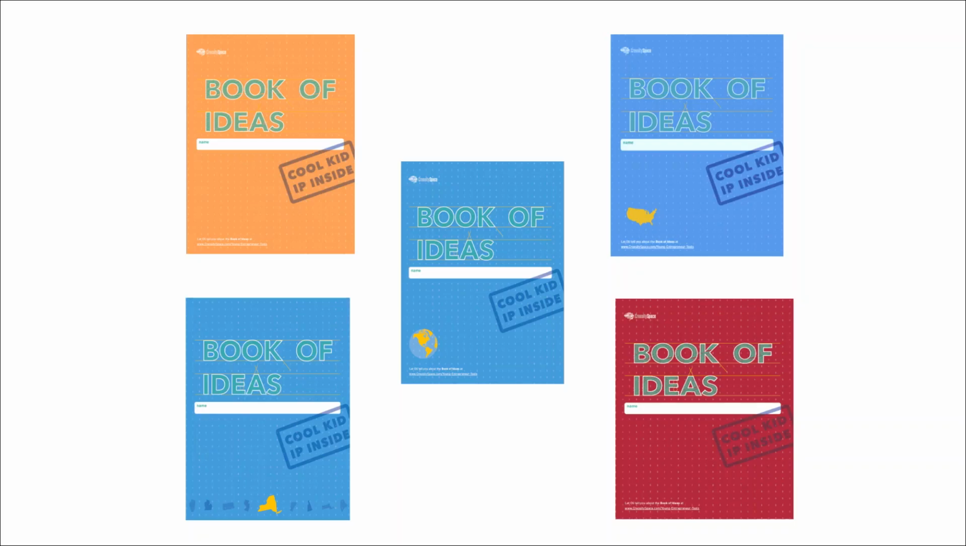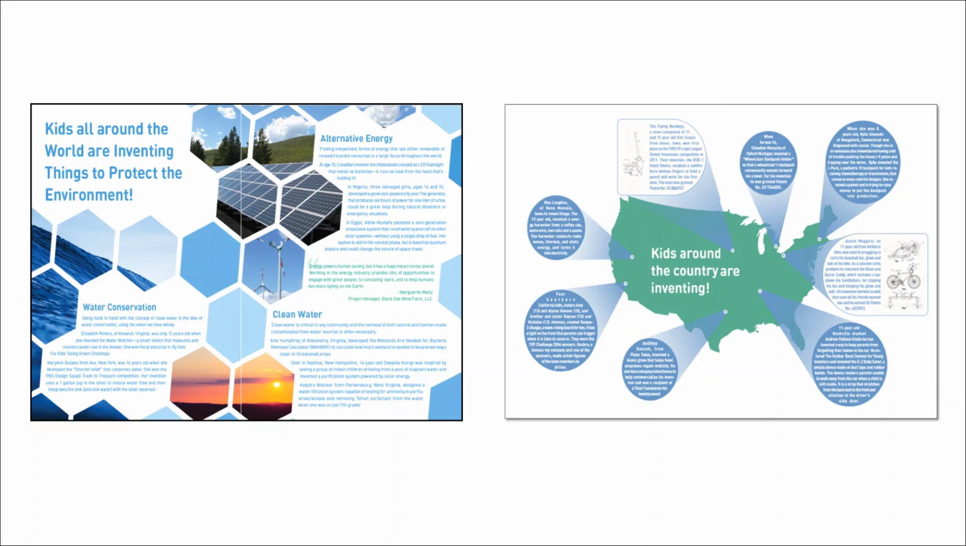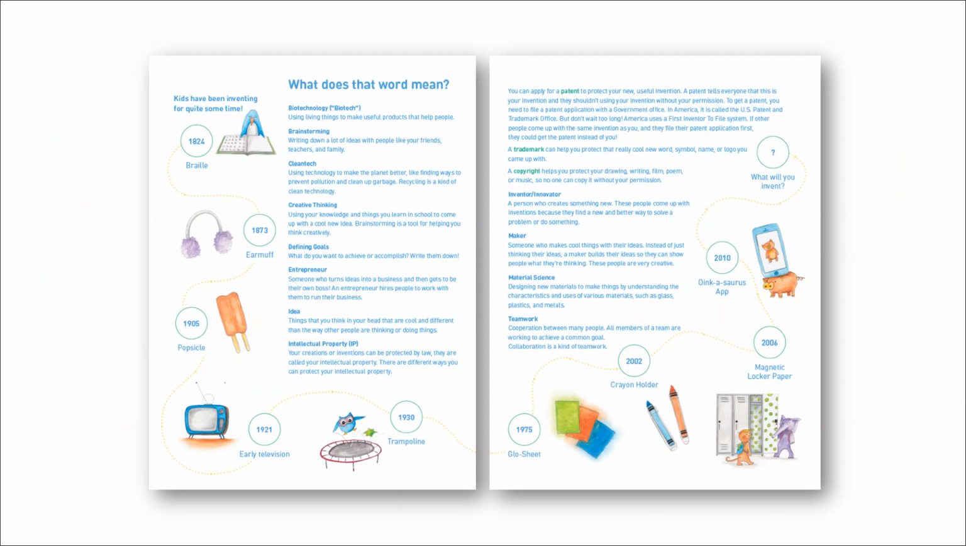There are a number of versions of the Book of Ideas. While each version is designed with a grade level or focused topic in mind, we found that most versions work well with pre-K through grade 5, and even into middle school. Each version of the Book of Ideas begins with a spread of vignettes about kid inventors and entrepreneurs. There's also a glossary of terms specific to invention, intellectual property, and entrepreneurship, and a timeline of things that kids have invented throughout the years.